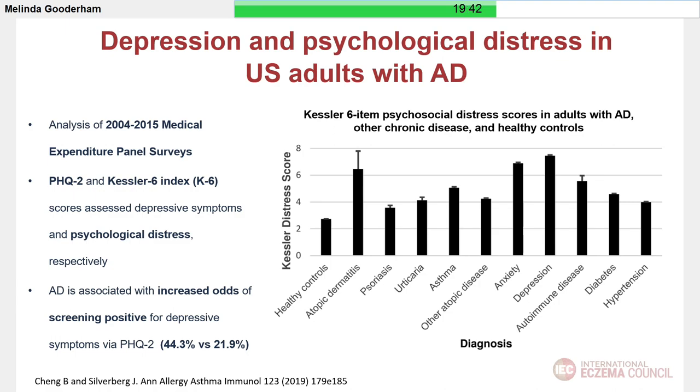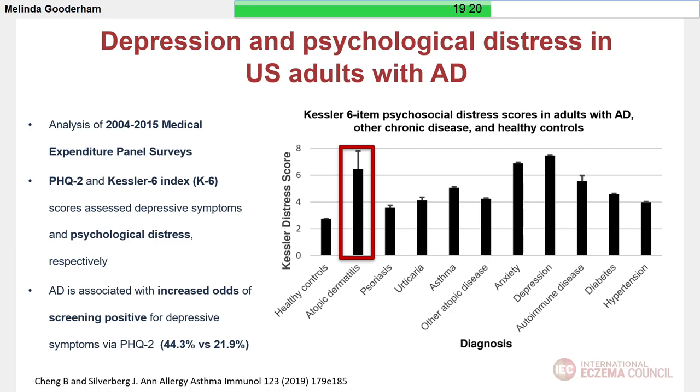But if you look here at the AD patients in this Kessler six-item scale, the psychological distress, looking at things like hopelessness and restlessness, the AD patients actually scored as high as patients with the primary diagnosis of anxiety and depression, and much higher than the healthy controls, even patients with psoriasis and urticaria and asthma.